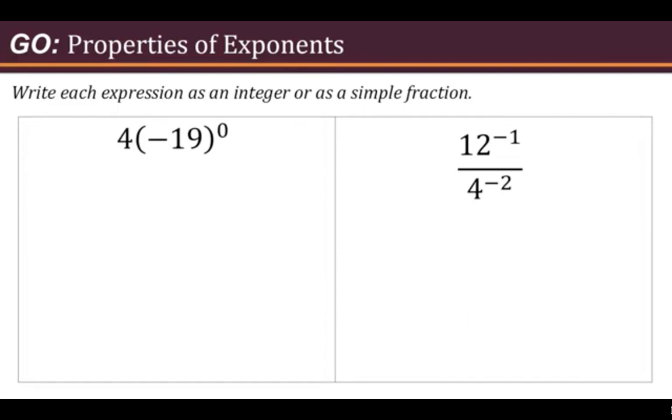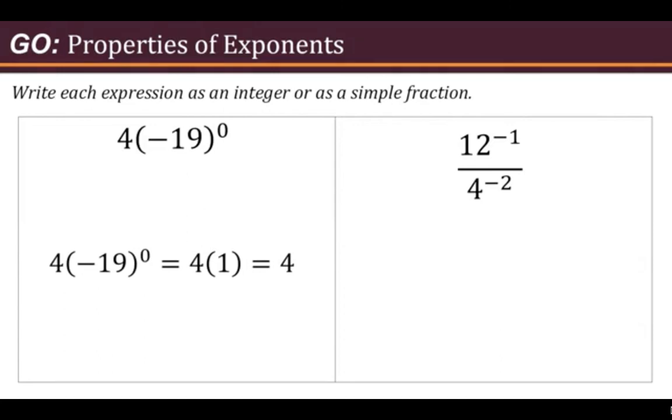4 times negative 19 to the power of 0. Remember that with order of operations, we focus first on the exponent, then we multiply the numbers. Also remember that negative 19 to the 0 equals 1, since any non-zero number raised to the 0 power is 1. So, 4 times negative 19 to the 0 is equal to 4 times 1, or just 4.